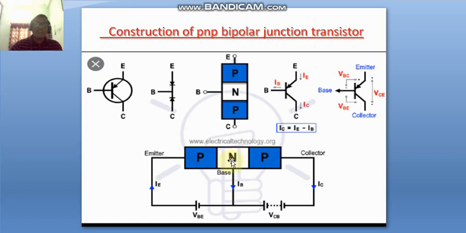Some electrons recombine with the holes which are coming into the region, and the remaining holes enter the collector region. Due to the recombination, some electrons are utilized with the holes, and due to the remaining, the current IB is constituted in the base region. Similarly, the remaining holes enter the P region, that means they are collected by the collector P. Here also the majority charge carriers are holes and the minority charge carriers are electrons.